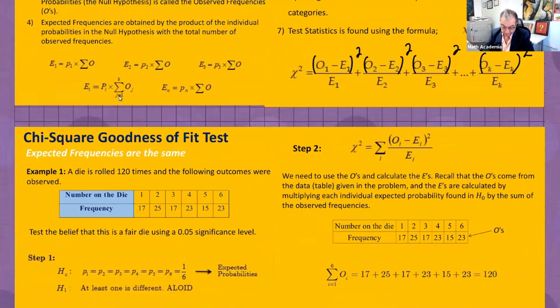Again, let me just go directly to the example. A die is rolled 120 times and the following outcomes were observed. Let's understand the table. We roll a die 120 times and we count the number of times 1 is shown, and that's 17. 2 is 25, 3 is 17, 4 is 23, and so on. Of course, if you add all these numbers, you're going to get 120 times. Now, the question is, test the belief that it's a fair die at 0.01 significance level.